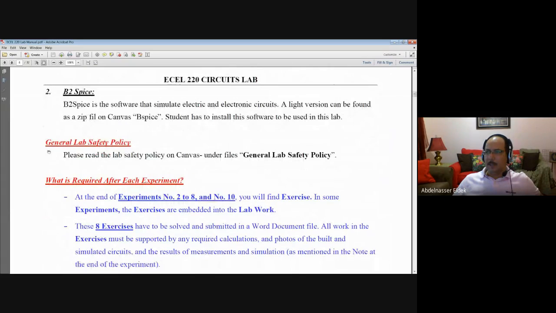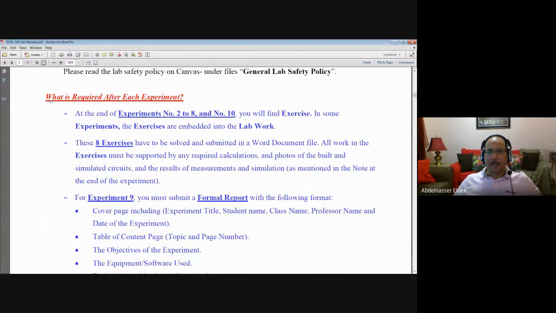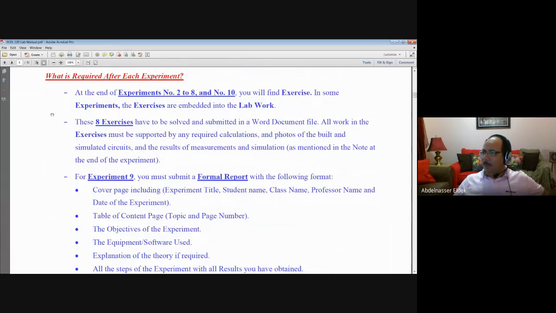The next part in this experiment is the general lab safety policy, and as I said, you need to read it. Here I said it is on Canvas, but it is actually in this manual. If you go to the end of this manual, you will find this general lab safety policy. The last part explains what is required after each experiment. It's very important that you read this carefully. As I said before, at the end of experiments 2 to 8 and experiment 10, you will find exercises. In some experiments, the exercises are embedded into the lab work.